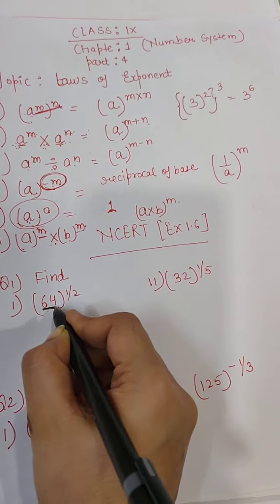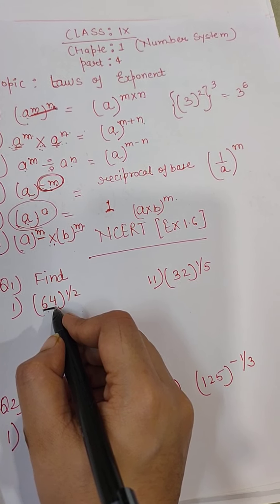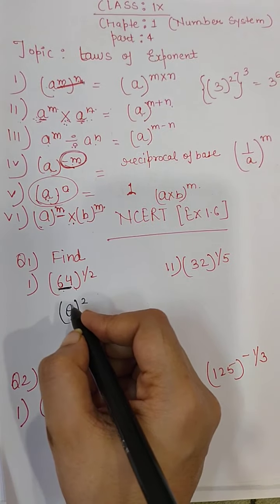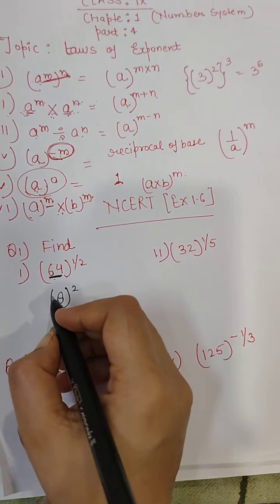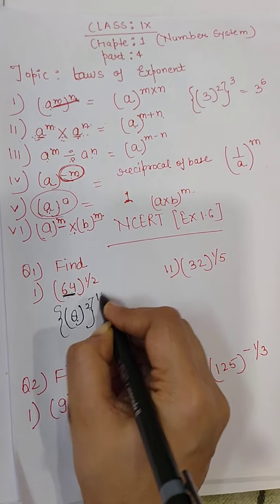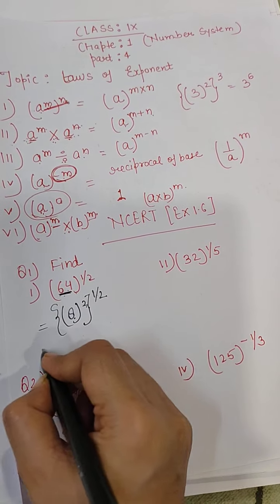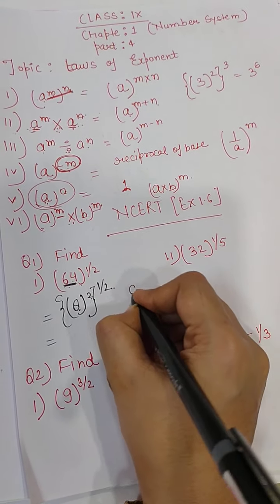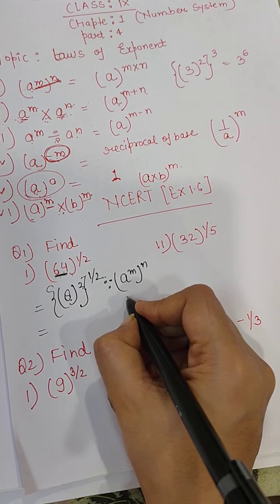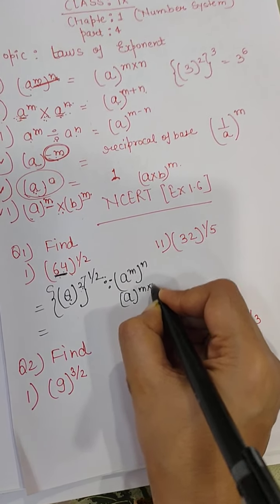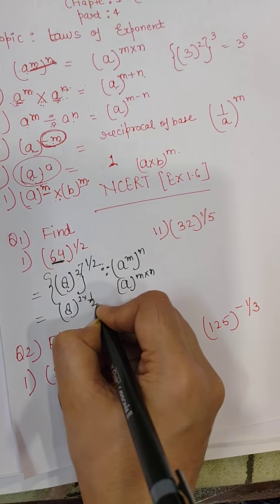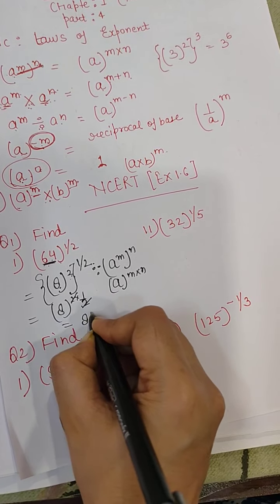We will take 64, and you can see 64 can be written as 8 raised to the power 2, because 8 into 8 is 64. Can it be written or not? Yes. So we will write 64 as 8 raised to the power 2, then 1 by 2 is already there. Now which law is this? This law is (a^m)^n, and the answer is a raised to the power m into n. So the same law we will apply here, 8 raised to the power 2 into 1 by 2, and this will cancel, so the answer will be 8.